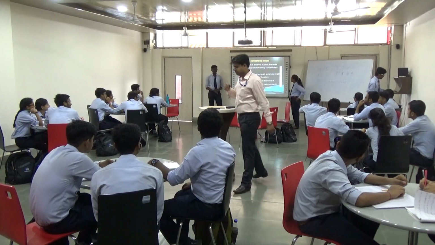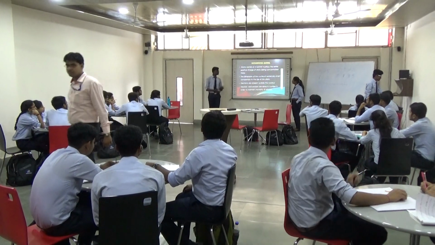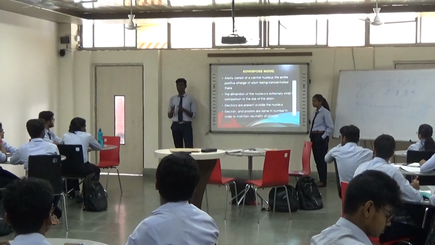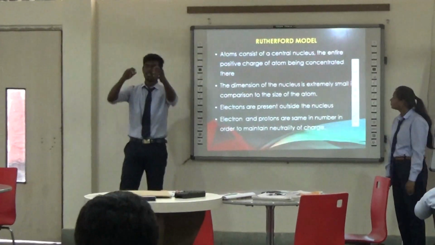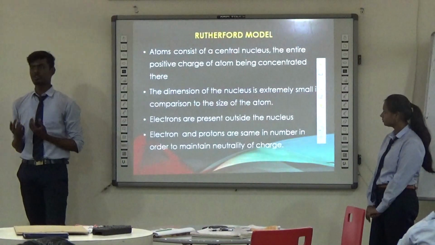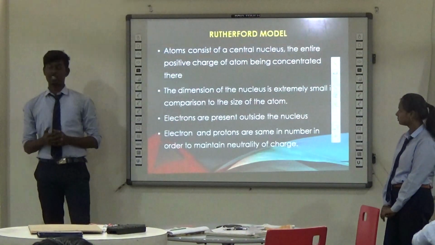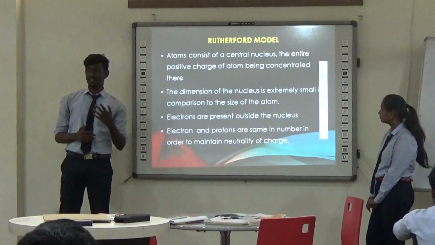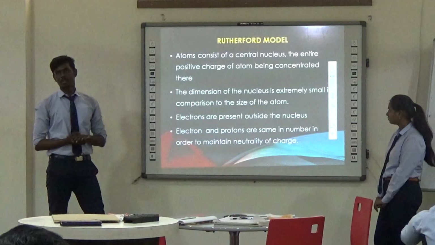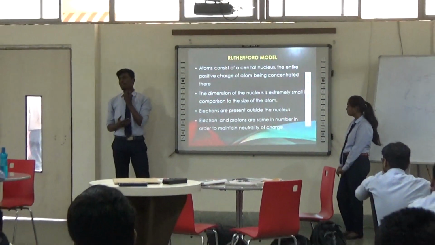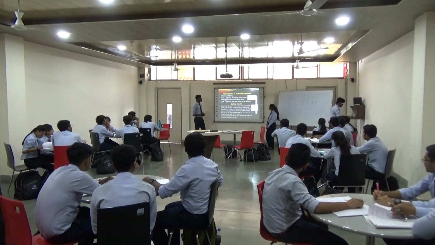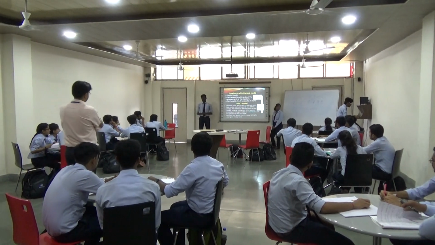So, first we have Rutherford model. What Rutherford model describes is that atoms consist of electrons and protons, and it is mainly the protons. The nuclear charge is centralized in the nucleus, and electrons revolve around it in a circular orbit. The size of the atom is very small, and most of the atom is vacant.